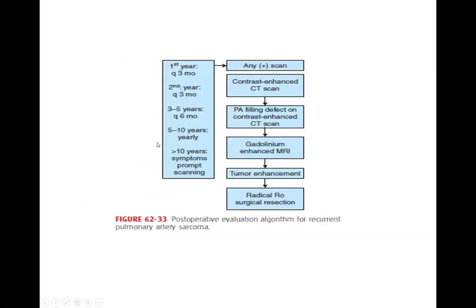How do you follow these patients? For the first two years, you do a CT scan every 3 months, from 3 to 5 years every 6 months, from 5 to 10 years yearly, and after 10 years if symptoms recur. Usually, if any scan is positive, you get a contrast-enhanced CT. If the CT shows a filling defect, you go for gadolinium MRI, and then if the tumor enhances, you go for radical resection.